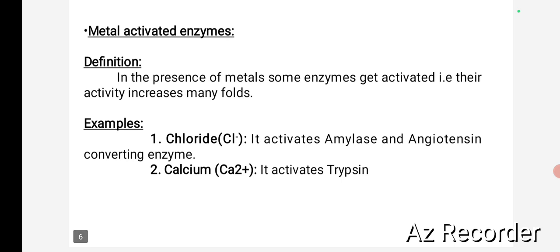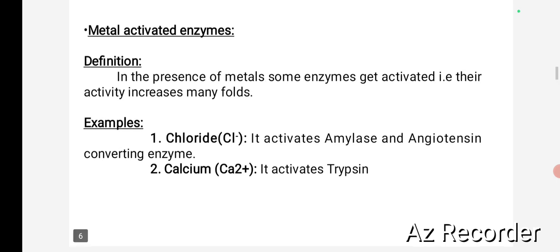Next one is metal activated enzymes. Definition: in the presence of metal, some enzymes get activated, that is, their activity increases many fold. Example, chloride activates amylase and angiotensin converting enzyme. Second one is calcium, Ca2+, which activates trypsin.